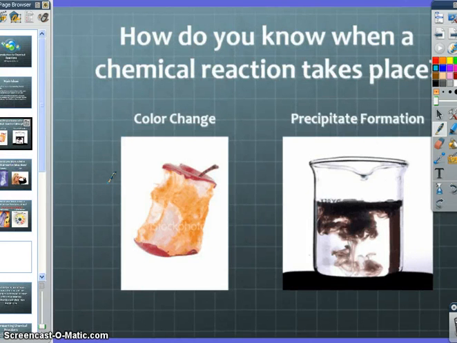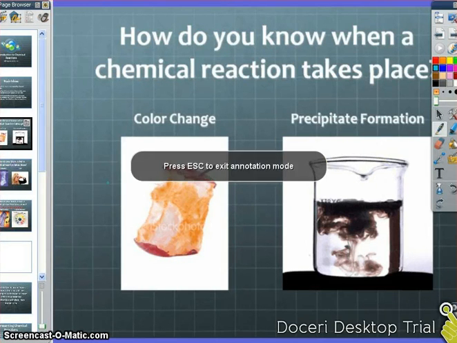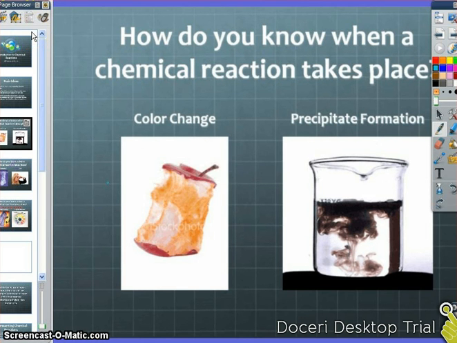Okay, so like we talked in class, some changes of how we know a chemical change or a chemical reaction has occurred. We have our color change. Remember we talked about it could be physical or chemical. In order for it to be a chemical change, it has to completely change the substance and make a new substance. We saw a video in class with some examples of some chemical changes that showed color.